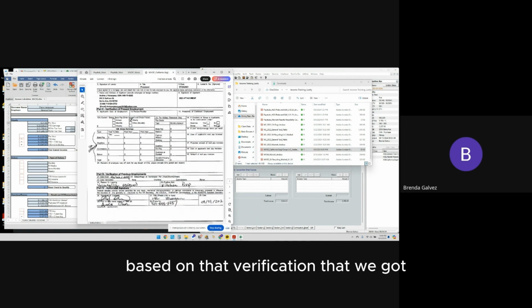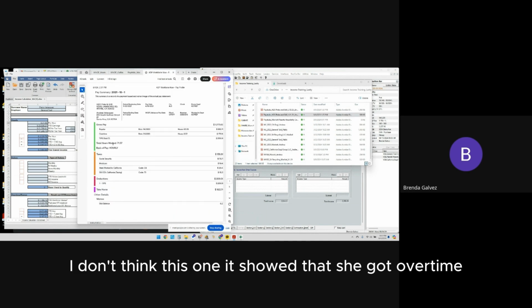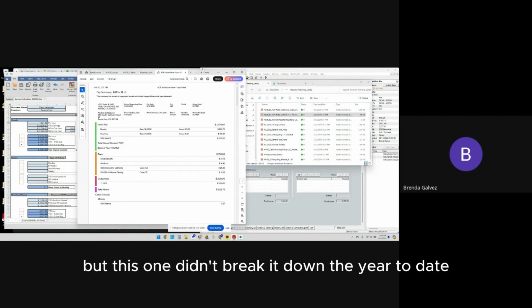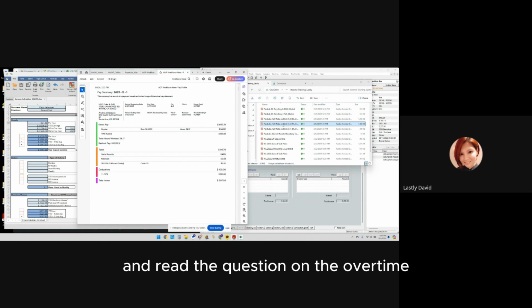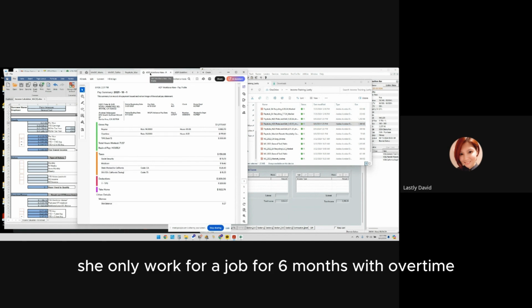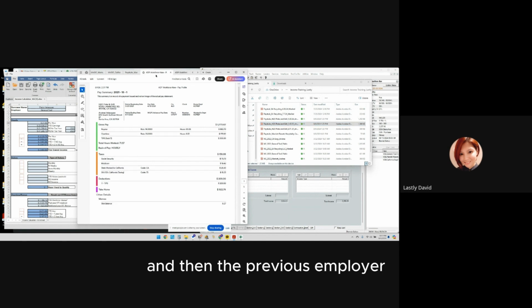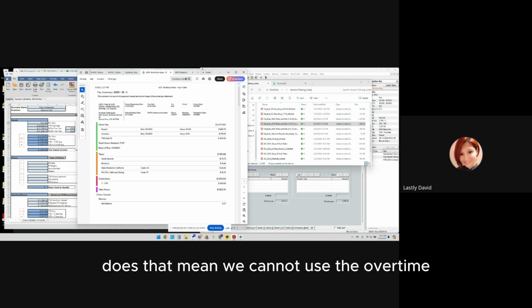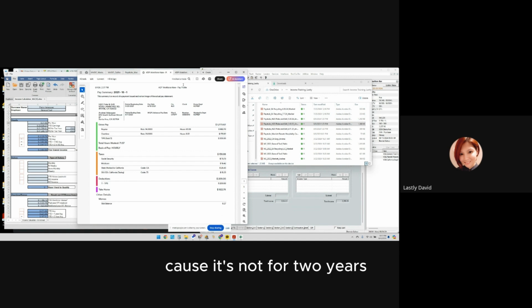Based on that verification that we got, it showed that she got overtime, but this one didn't break it down the year to date. And the question on the overtime, for example, she only worked for a job for 6 months with overtime, and then with the previous employer, she doesn't have overtime. Does that mean we cannot use the overtime because it's not for 2 years?